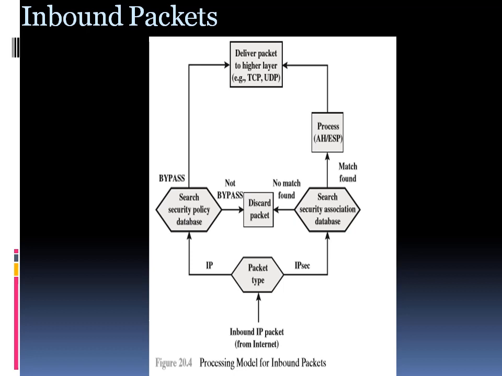Now the third step that occurs is, for a secured packet, IPSec searches the SAD. Here again, if no match is found, the packet is discarded. Otherwise, IPSec applies the appropriate ESP or AH processing. Then the IP header is processed and stripped off and the packet body is delivered to the next higher layer such as TCP or UDP. So here all you need to remember is the number of checks that have been performed at each step and what happens if the check is true or false.